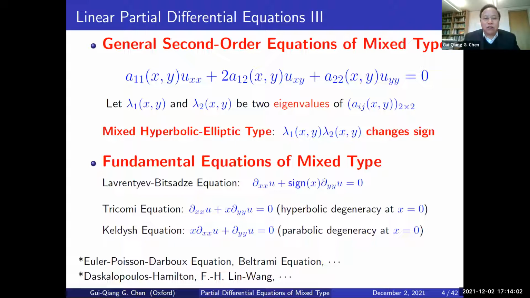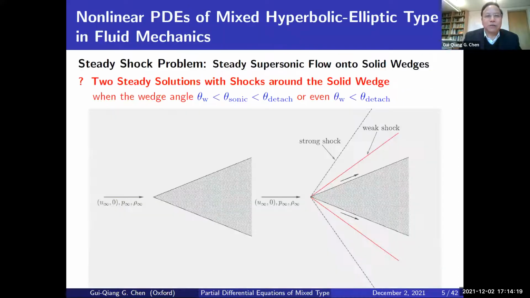So many classical, very powerful techniques and approaches for linear PDE of mixed type can no longer be applied directly to that. So the first example I want to present to you is from a shockwave problem in fluid dynamics. That is mainly the problem of steady supersonic flow onto a solid wedge. So this supersonic flow, this is a two-dimensional wedge, coming from the far field.